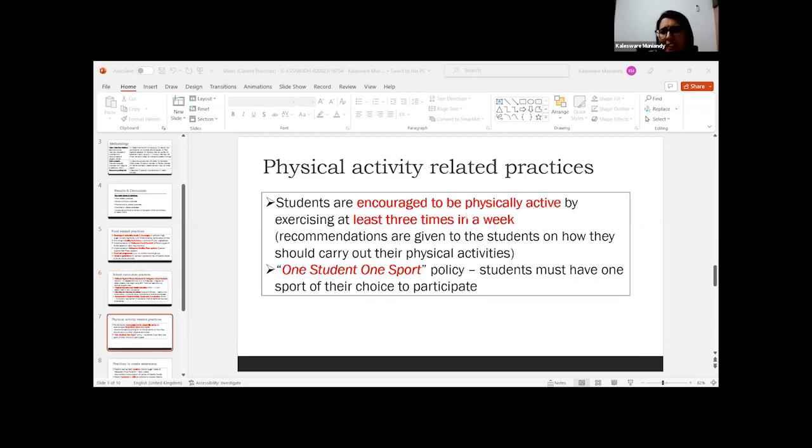Next, moving on to physical activity-related practices. Students are encouraged to do physical activities at least 3 times in a week, whereby the teachers will recommend how they should carry out the physical activities. And we do have a policy known as the one student, one sport policy, in which 1 day in a week is selected for students to carry out their favorite choice of sport.